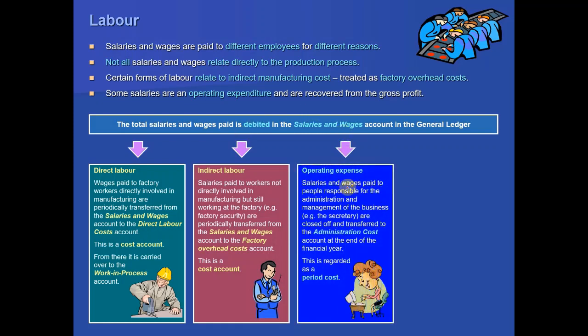Operating expenses, salaries and wages paid to people responsible for the administration and management of the business, for example, the secretary, are closed off and transferred to the administration cost account at the end of the financial year. This is regarded as a period cost.